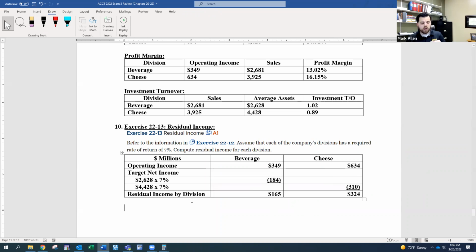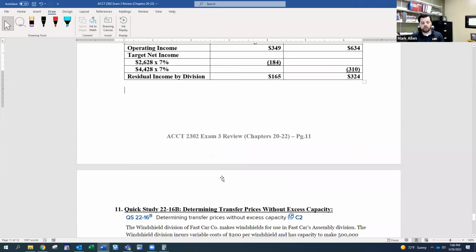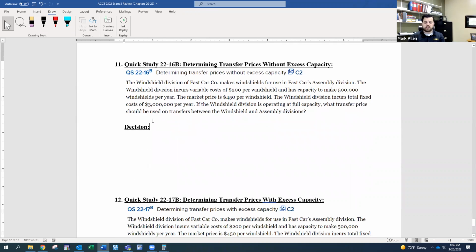So that handles all of that stuff. And now we're ready to go ahead and move into our last two problems. The good news is our last two problems have no math at all. There are a few numbers just mentioned, but we don't have to do anything with them. It's really just an analysis.